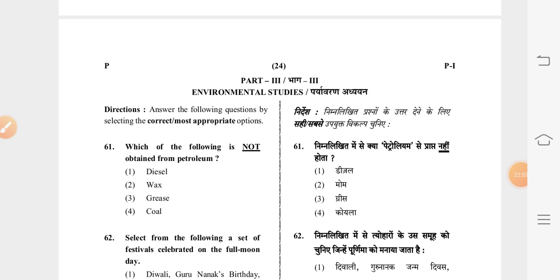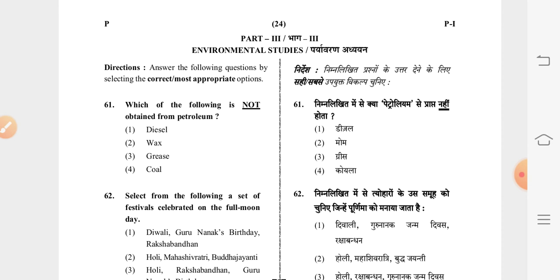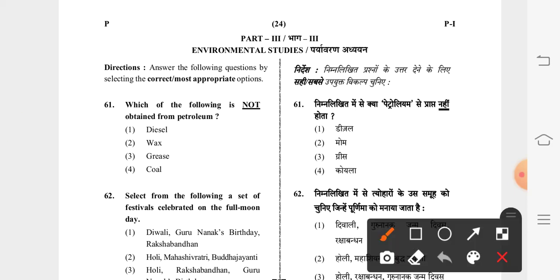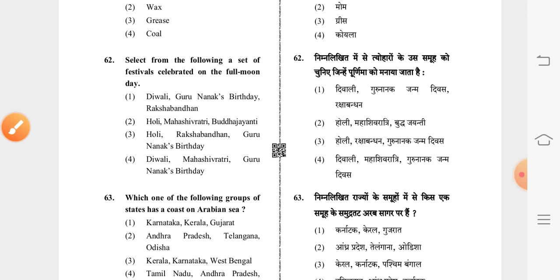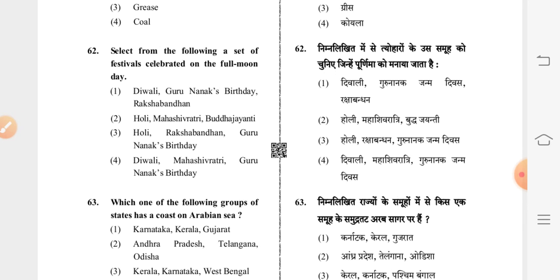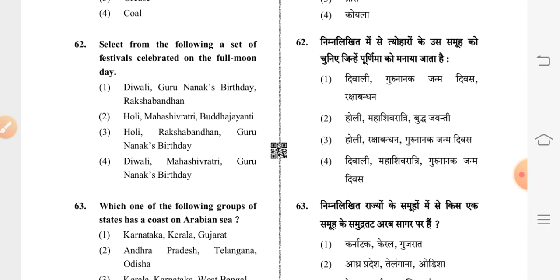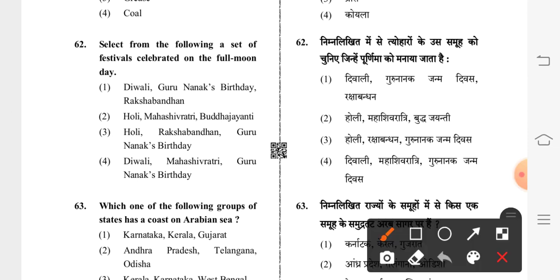In environmental studies, question number 61. Which of the following is not obtained from petroleum? Fourth option is correct. Coal. Next question 62. Select from the following a set of festivals celebrated on the full moon days. Third option is correct. Holi, Raksha Bandhan, Guru Nanak birthday.